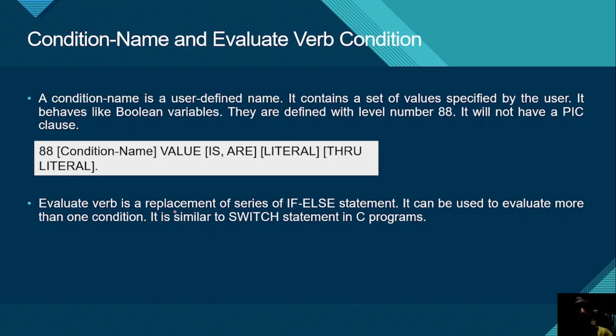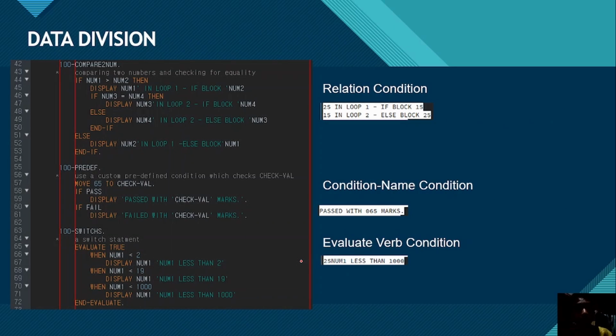The evaluate verb is a replacement for a series of if-else statements. It can be used to evaluate more than one condition. It is similar to the switch statement in C programming, just like our example earlier. So here, as you can see, we have a relation condition. If num1 is greater than num2, then we display num1 in loop 1 if block. So 25 is greater than 15. If num3 is equal to num4, which is false since 15 is not equal to 25, we display num4 in loop 2 else block.